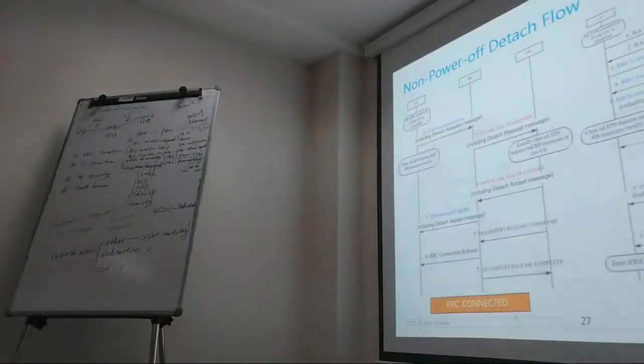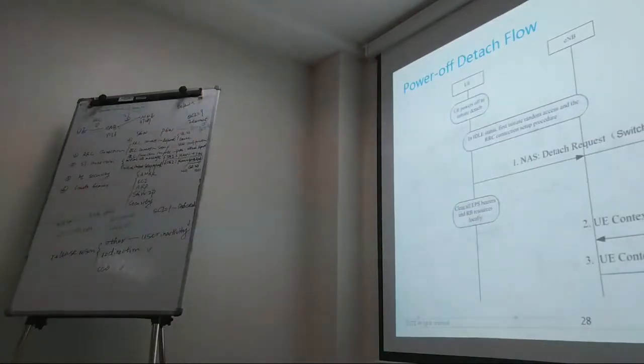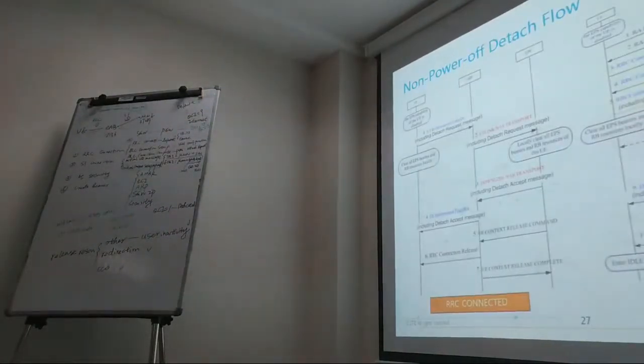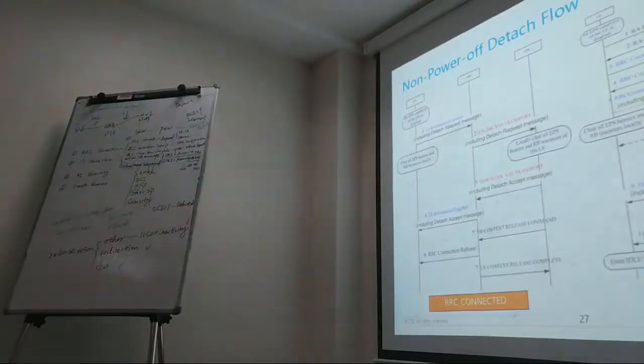So we have the attach, and also we have the detach. For the detach flow we have two kinds: power off detach flow and non-power off detach flow. For example, power off is when I power off my cell phone. Non-power off is, for example, when I turn my cell phone to flight mode. It's non-power off, but I also detach from the network.